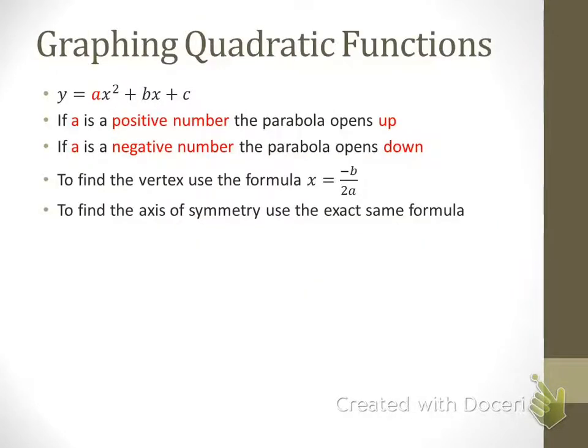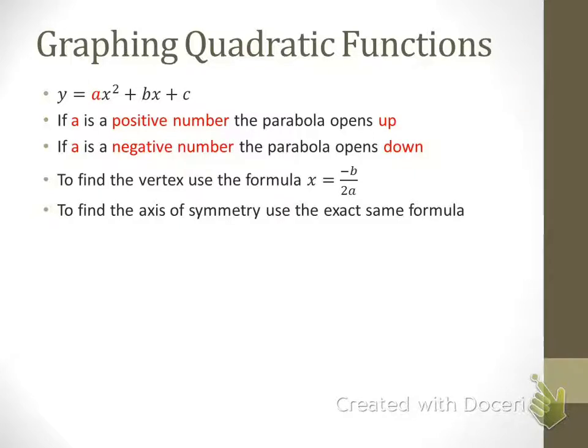So go ahead and write this down. So there are 3 things you need to know about a graph. 3 things that we're going to learn today that's going to get you ready to actually graph equations tomorrow, okay?